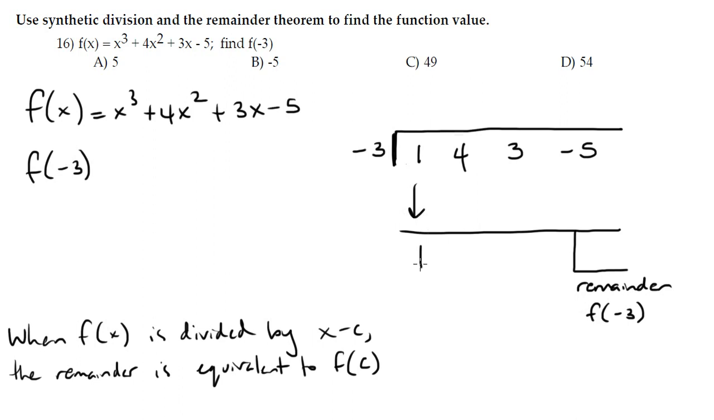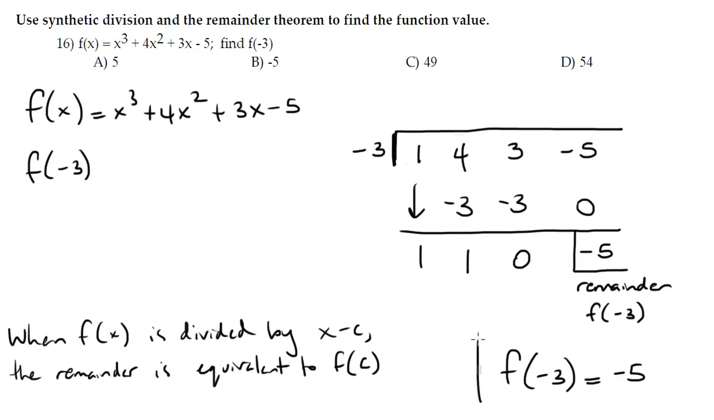Let's bring down the first coefficient. Multiply, add, multiply, add, multiply, add. So this means f of -3 equals -5. That's what we're trying to find right there. That's choice B.